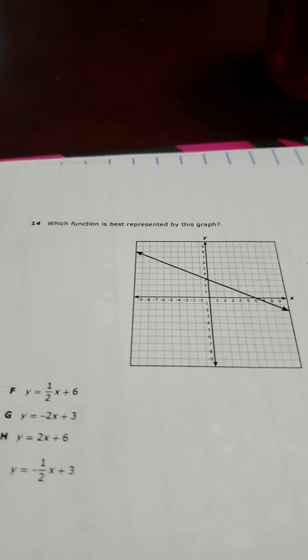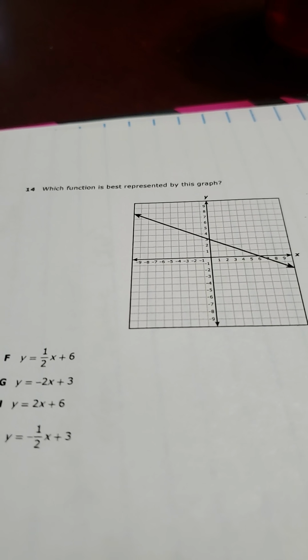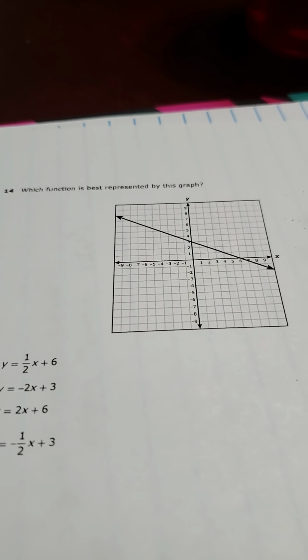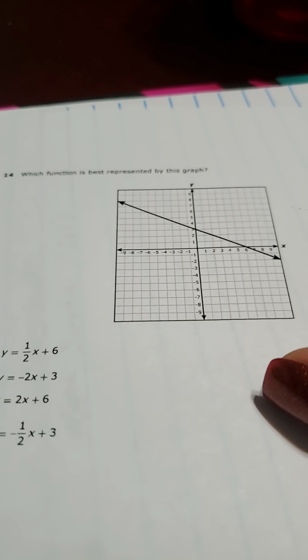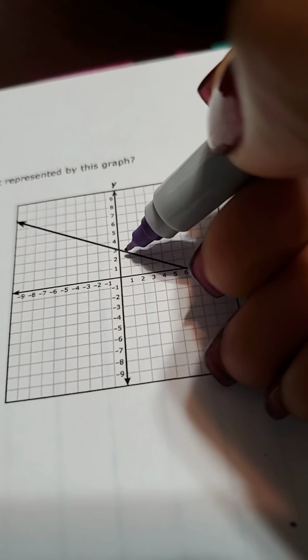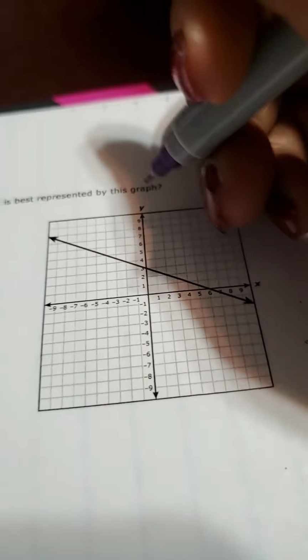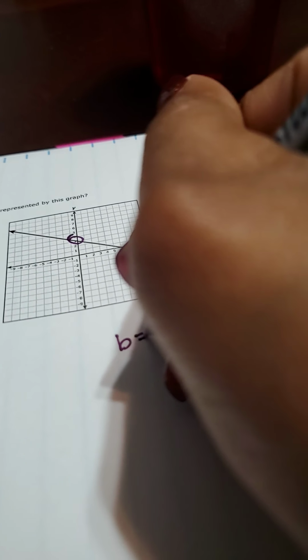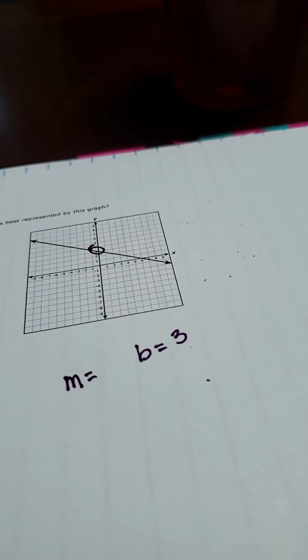Number 14. Which function is best represented by this graph? Again, I have a graph. On a graph, I know if I need to find the y-intercept or if I need to find the slope. The first thing I would do is travel up the y-axis to find my y-intercept. My y-intercept is clearly 3. So B is 3. I simply need to find M.